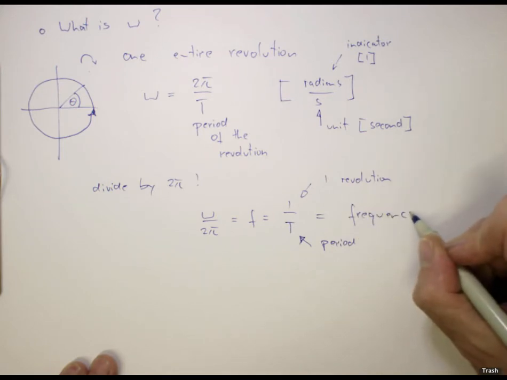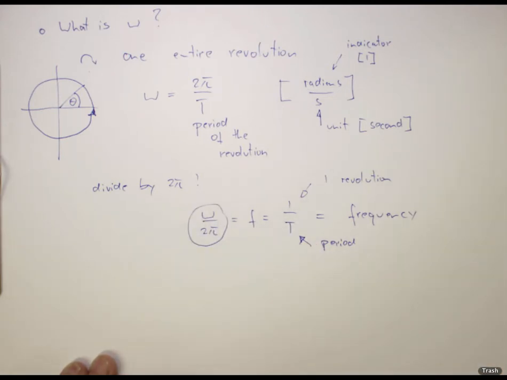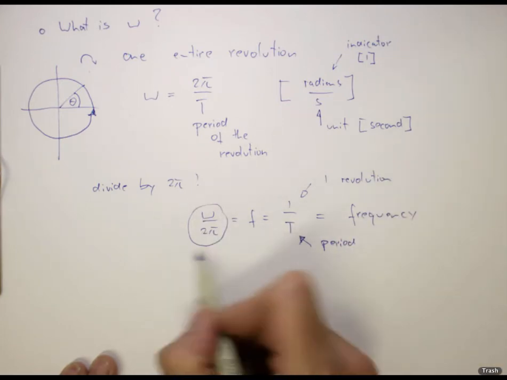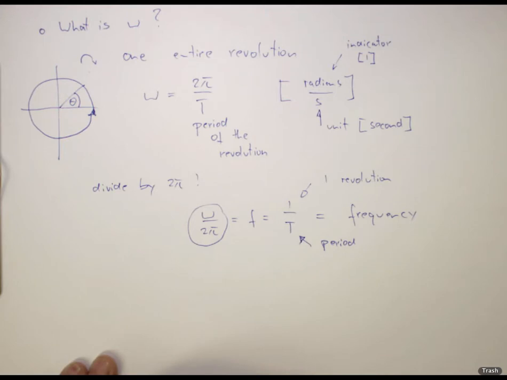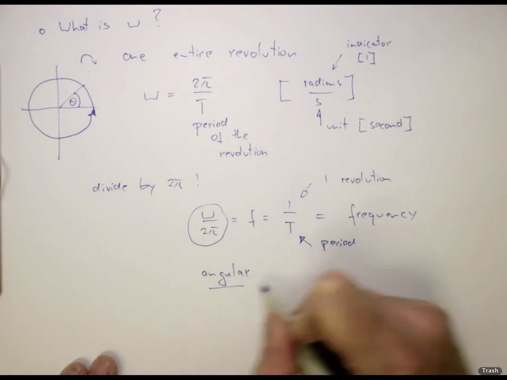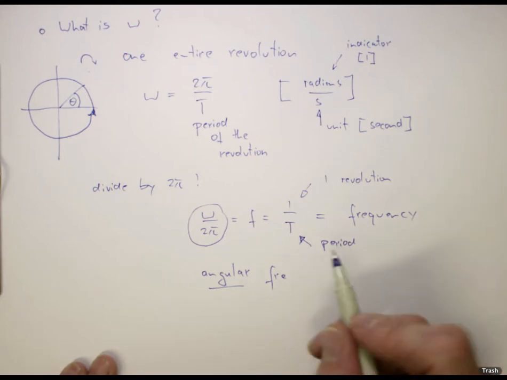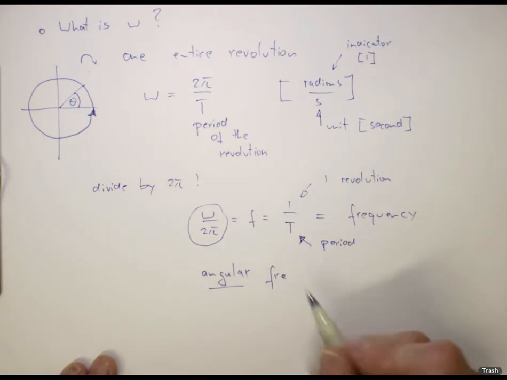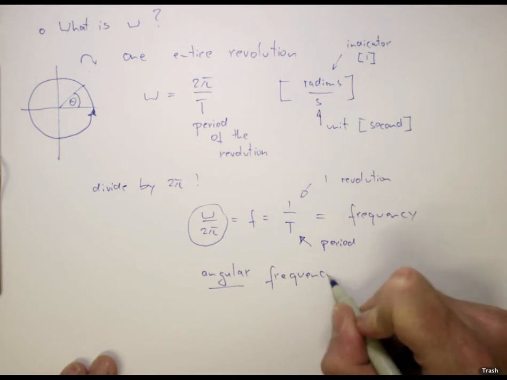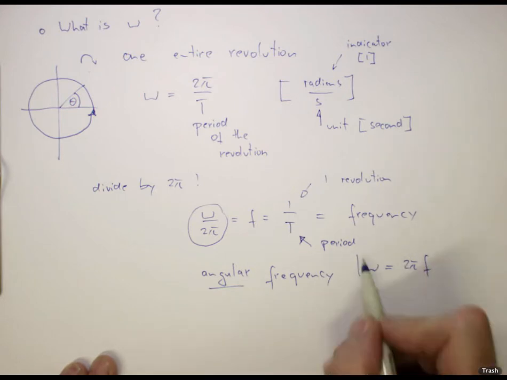f is a frequency. So omega conveys the meaning of a frequency, although it's not expressed in units of 1 per second, but in units of radians per second. And we need to distinguish this frequency from the frequency f, so therefore we call omega the angular frequency, to distinguish it from frequency f, because they differ by this factor 2 pi. Omega is equal to 2 pi f, a very important relationship.